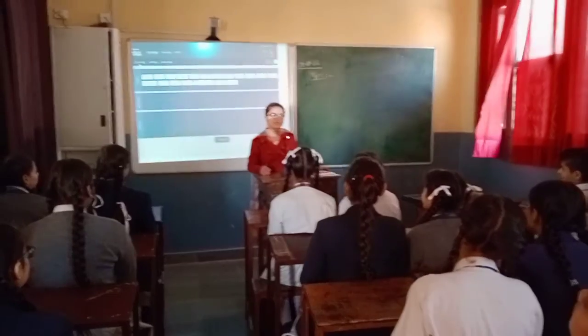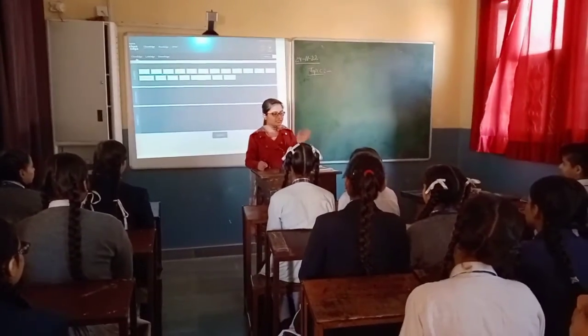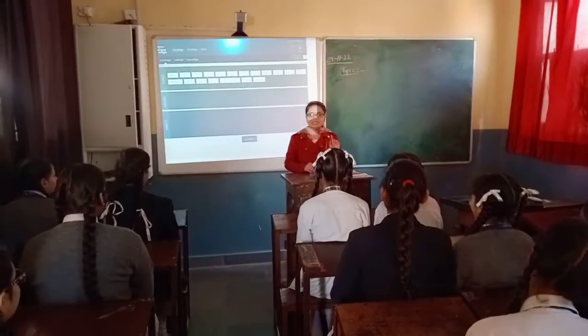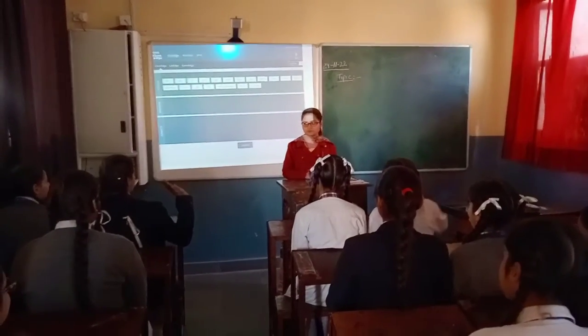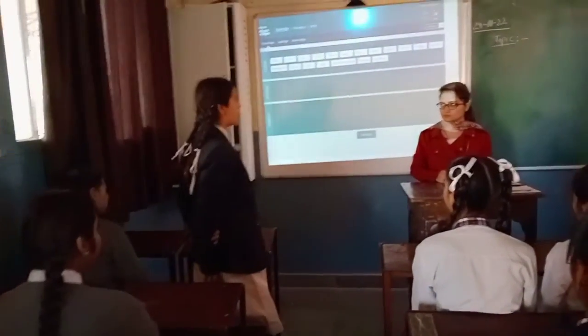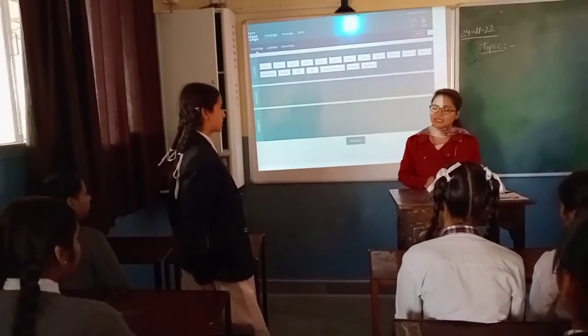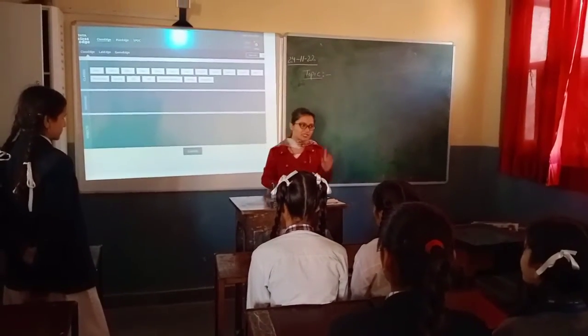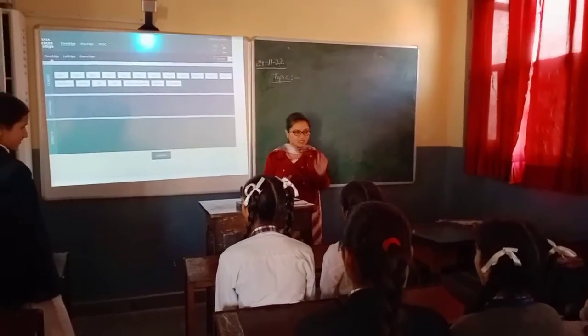About our chapter, light, that you have already studied in 6th standard. So, can anyone tell me what is light? Yes, light is the form of energy that helps us to see all the things around us. Yes, very good. Light is a form of energy that helps us to see things around us.